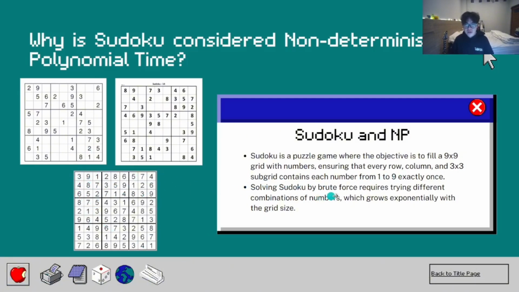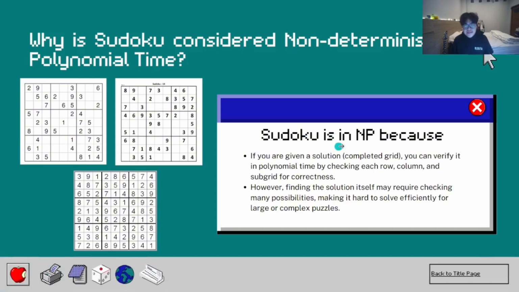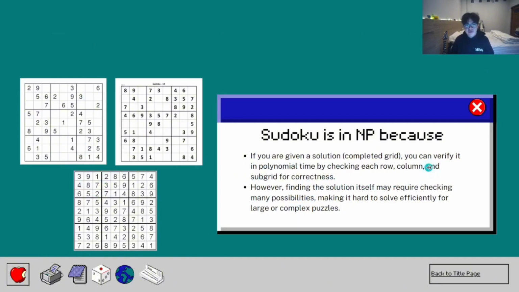Now, solving Sudoku by brute force requires trying different combinations of numbers, which grow exponentially in grid size. However, Sudoku is in NP because if you are given a solution, like here, a complete grid, you can easily verify it in polynomial time by checking each row, column, and subgrid for correctness. However, again, finding the solution, like going from an incomplete Sudoku board to a complete Sudoku puzzle, is hard. Finding the solution itself may require checking many possibilities, making it hard to solve efficiently for large or complex problems.